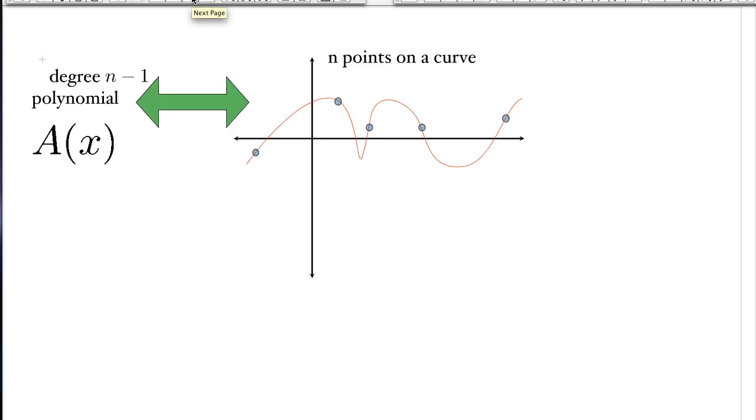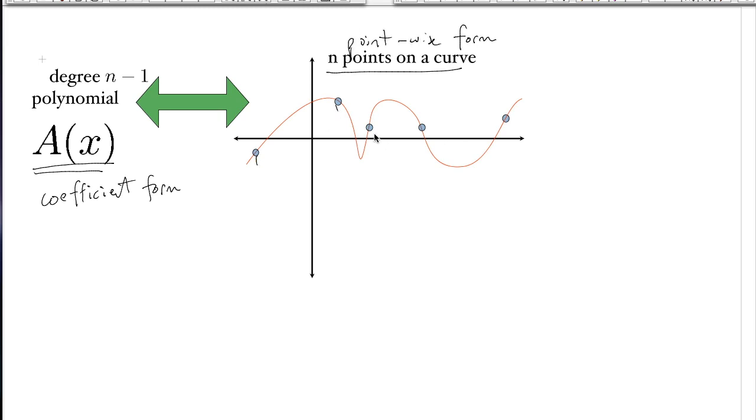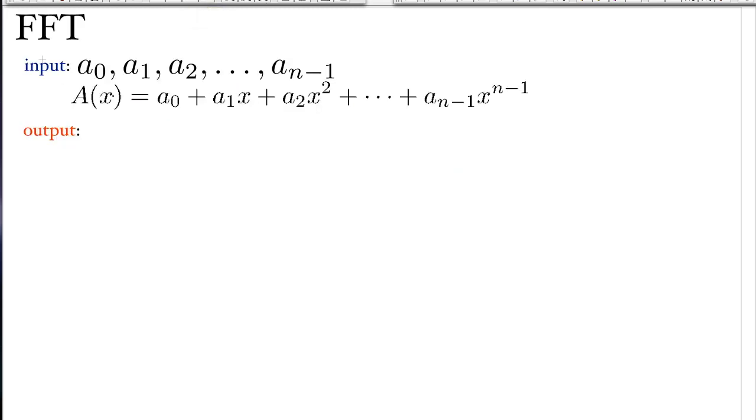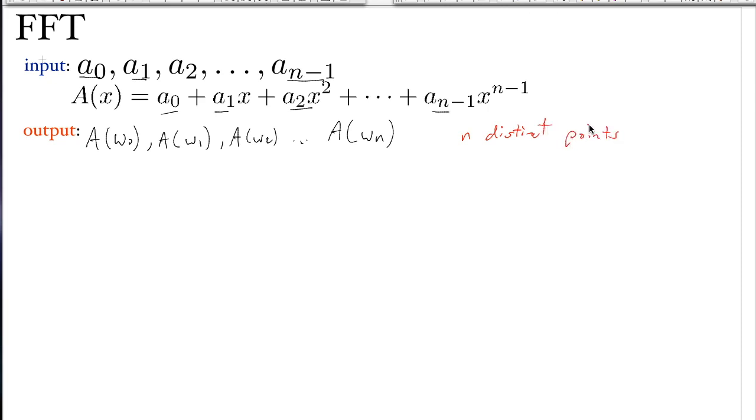So here's the problem. We are given a polynomial in coefficient form, and we would like to change it into pointwise form. We don't actually care which points you evaluate this on, because we can go back and forth as long as they're different. The input is going to be a polynomial like this in coefficient form. So you just get a0, a1 up to a n minus 1. And the output is going to be the evaluation of A on n distinct points. And they can be any n points. No restriction on which they are as long as they're different.